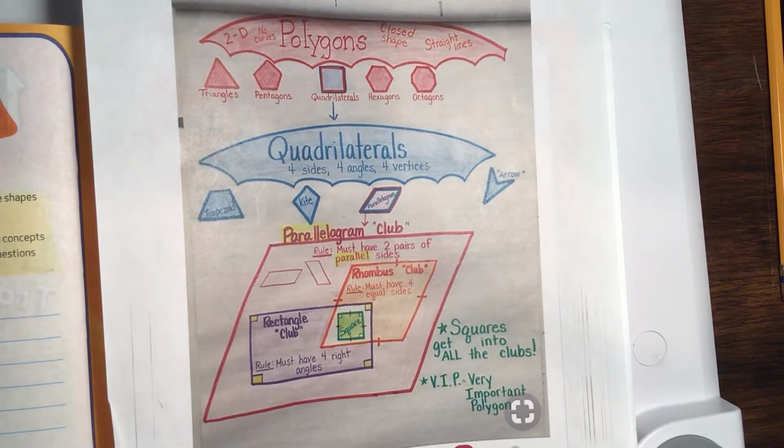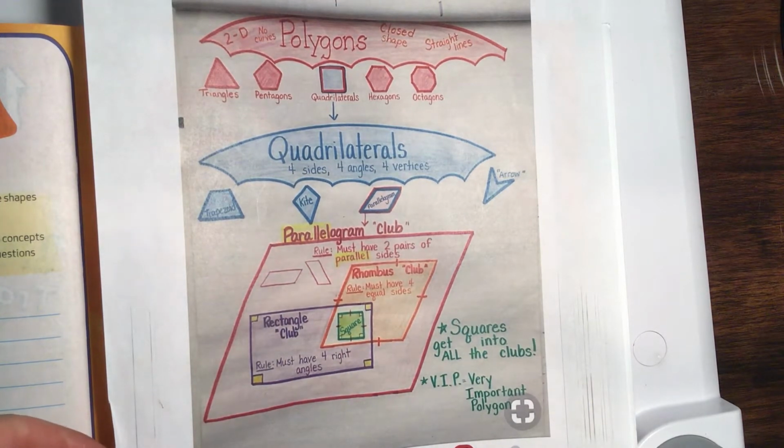Good morning. Today we are jumping into Chapter 12, Lesson 1. I want you to take a quick look at this little anchor chart, and it's going to help explain what we're going to be talking about today. We're talking about shapes and different clubs they can get into depending on how many sides and angles and vertices they have. And don't worry, we're going to talk about what vertices are. There is a copy of this that you can just screenshot to your iPad to have as a note.